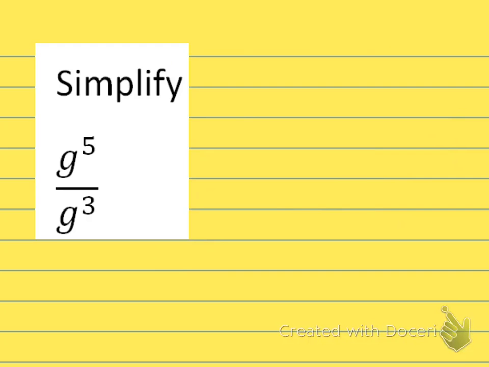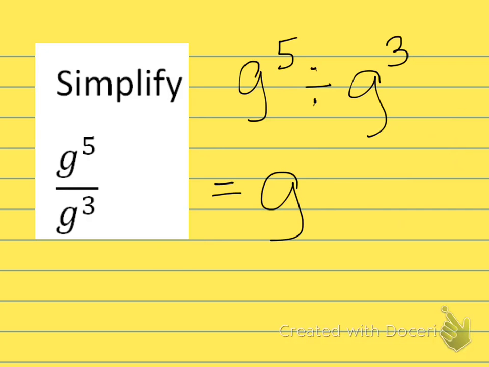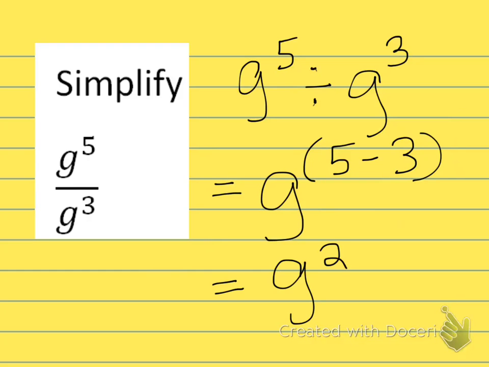g to the 5th power divided by g to the 3rd power. And you could also rewrite it as this, with the division symbol, because it means the same thing. All you have to do is write down your base, because it's going to be the same, and then subtract your exponents. 5 minus 3. So when you do 5 minus 3, it's just g to the 2nd power. Is this in its simplest form? Yes, it is. And you're done.